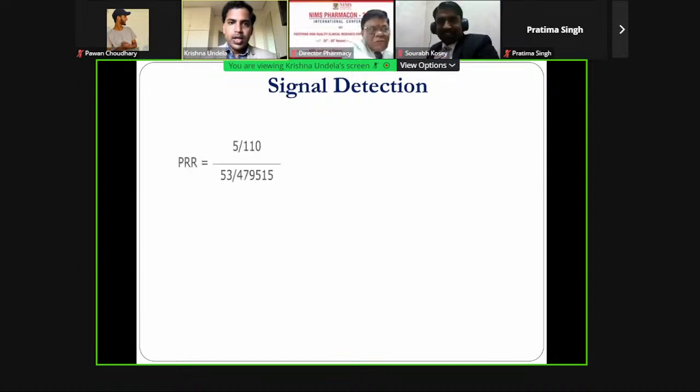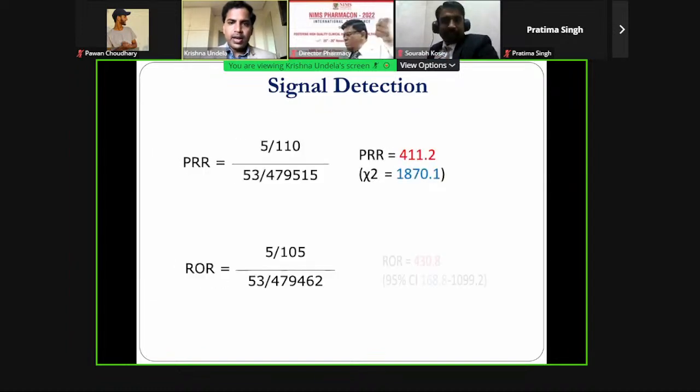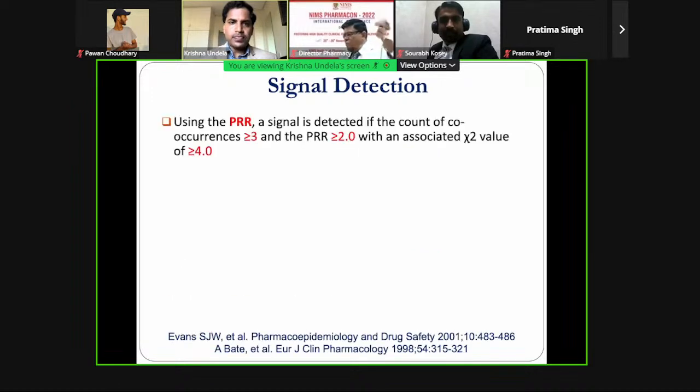So we are going to get the PRR value, and if it is more than 3, and at the same time PRR value more than 2, at the same time chi-square value more than 4, we can say the signal identified between the drug and reaction.